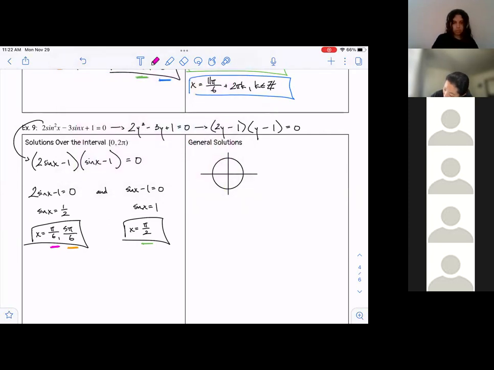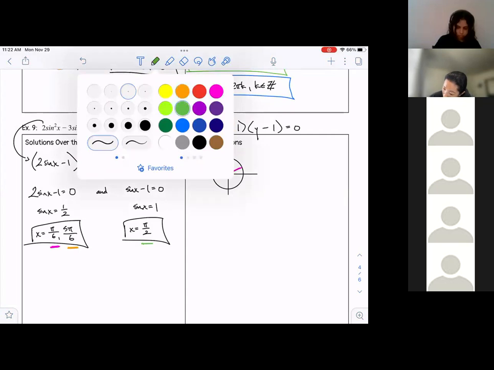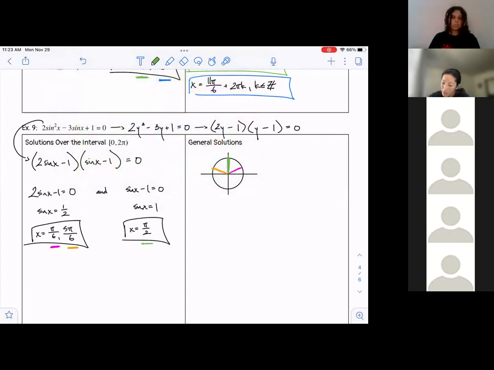Pi over 6 should be somewhere over here. 5 pi over 6 is somewhere over here. Pi over 2 is right down the middle. I don't see any of those pairs that divide the circle right in half. So it looks like we'll need to write all three as separate ones.